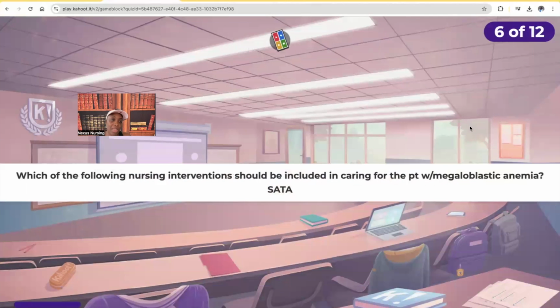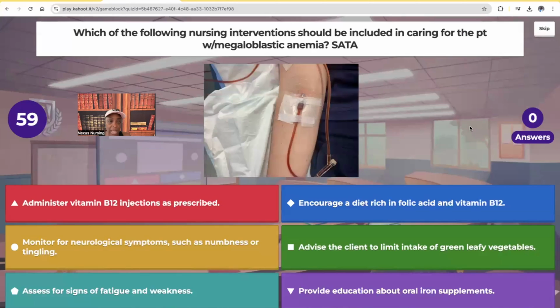Select all that apply. Which of the following nursing interventions should be included in caring for the patient with megaloblastic anemia? Select all that apply. Here are your options. Administer B12 injections as prescribed. Encourage a diet rich in folic acid and vitamin B12. Monitor for neurological symptoms such as numbness or tingling. Advise the patient to limit the intake of green leafy vegetables. Assess for signs of fatigue and weakness. Educate the patient about taking oral iron supplements. What do you guys think?